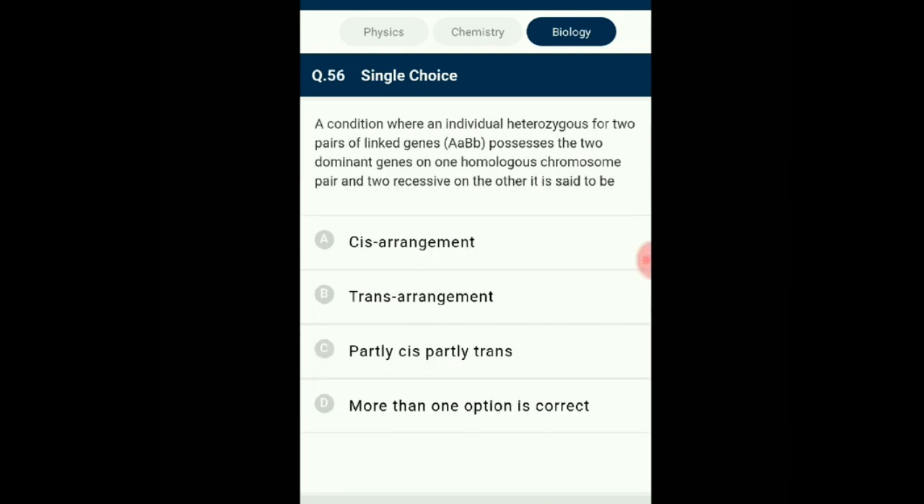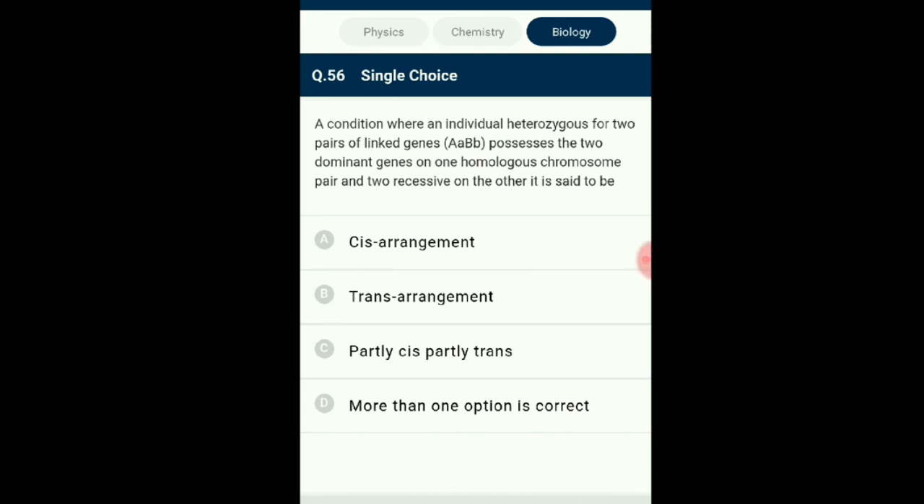Question number 56. An individual heterozygous for two pairs of linked genes, that is capital A, capital B, small a, small b, possesses the two dominant genes on one homologous chromosome pair and two recessive on the other. It is said to be. Genetic linkage is the tendency of genes that are located proximal to each other on a chromosome to be inherited together during meiosis. Genes whose loci are nearer to each other are less likely to be separated onto different chromatids during chromosomal crossover, and are therefore said to be genetically linked.